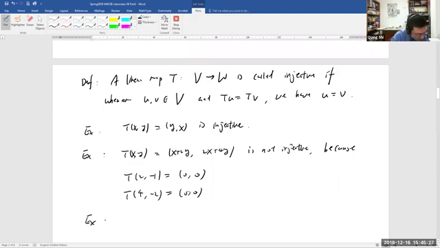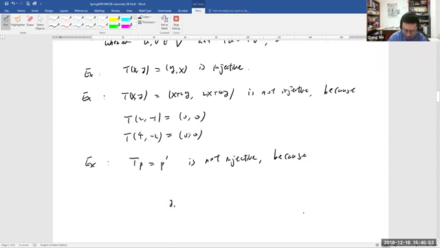Let's add two other examples. Well, probably one more is enough. Let's consider this differentiation operator, right? So the input is a polynomial, you differentiate that, then you get another polynomial, which is a derivative. So this is also not injective, right?